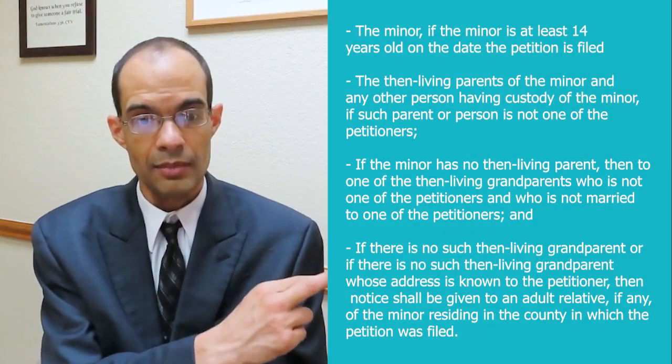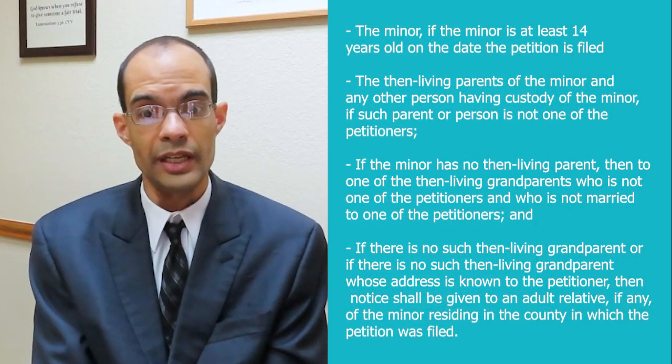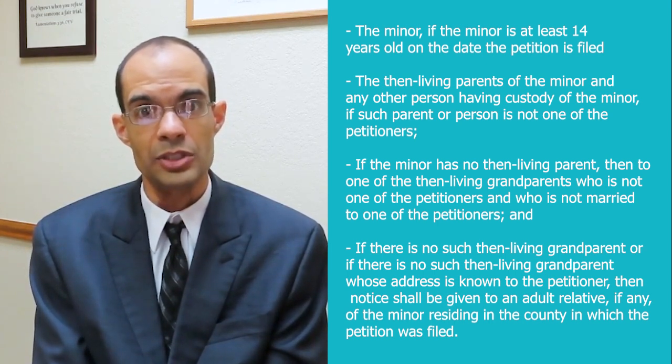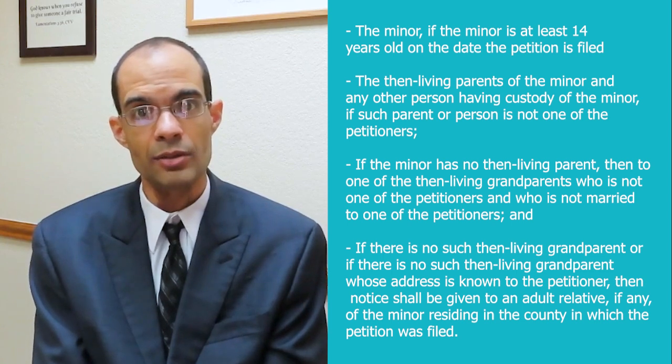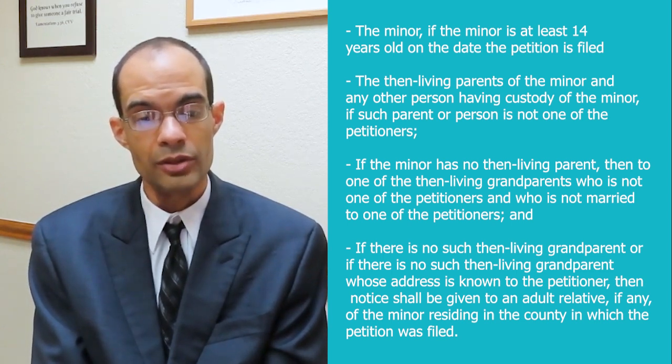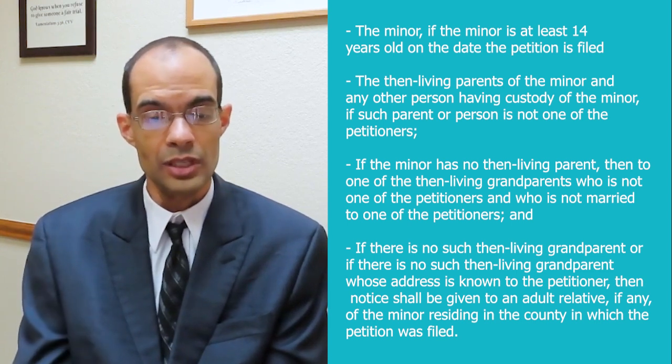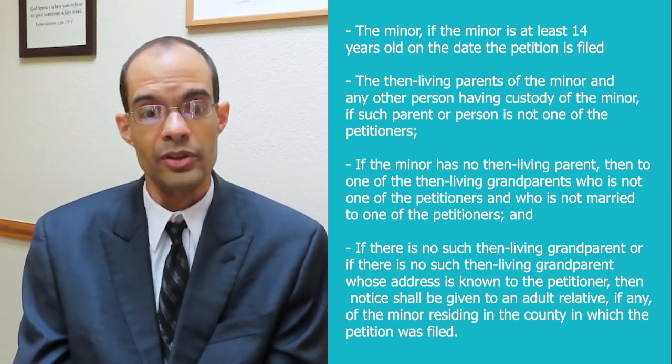And then you'll need to deliver the petition and the order to those people listed right there. The minor, if the minor is 14 years old on the date the petition is filed or older. You also need to deliver it to the then living parents of the minor and any other person having custody of the minor, if such parent or person is not one of the petitioners. Or if the minor has no then living parent, then to one of the then living grandparents of the minor who's not one of the petitioners and who's not married to one of the petitioners.